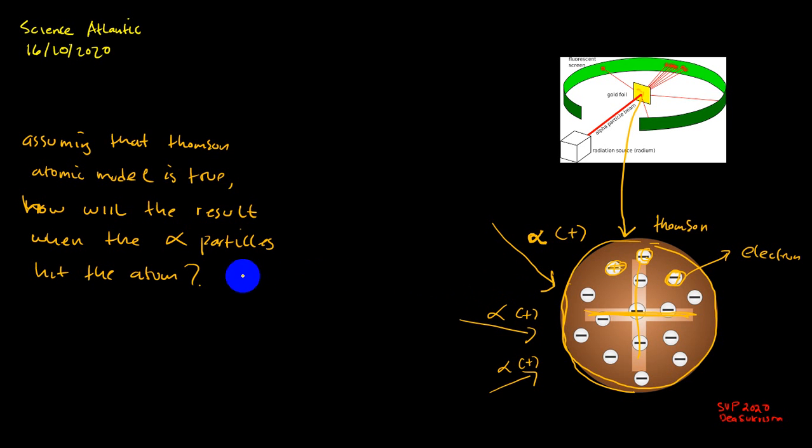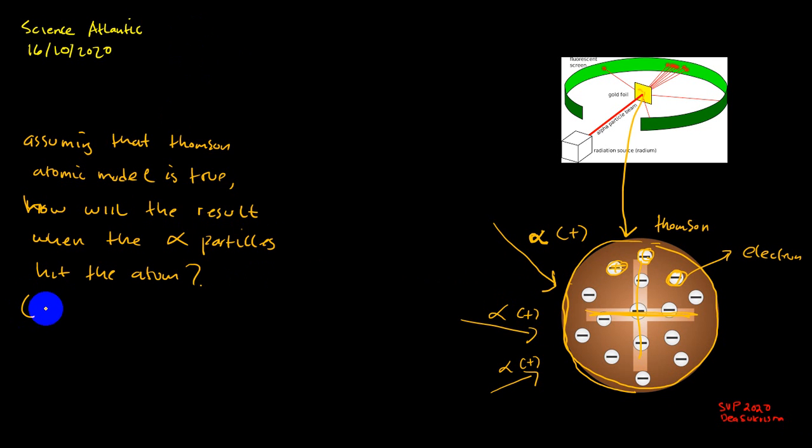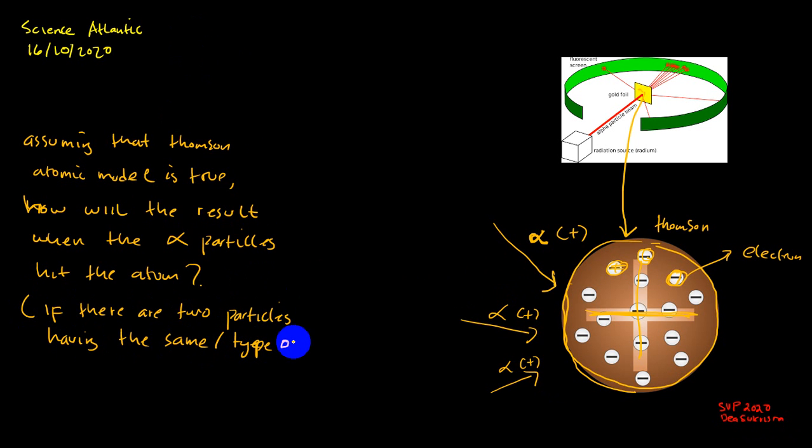Remember my other tip here. If there are two particles having the same type of charge, what will happen? For example, positive with positive, or negative with negative, there will be repulsion.